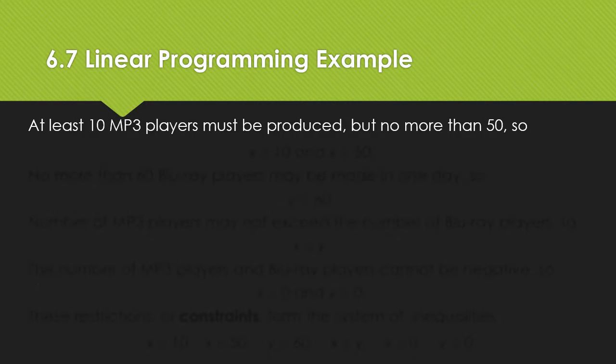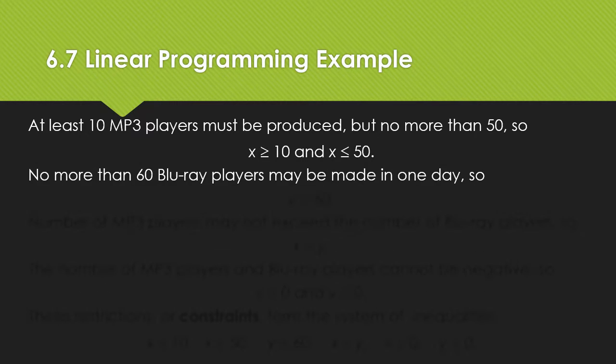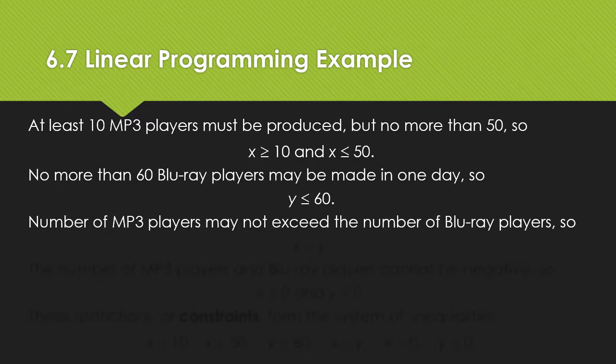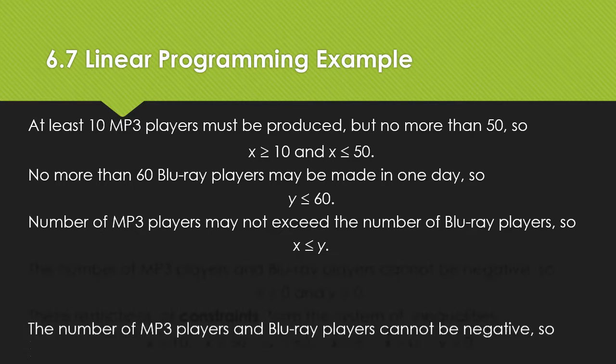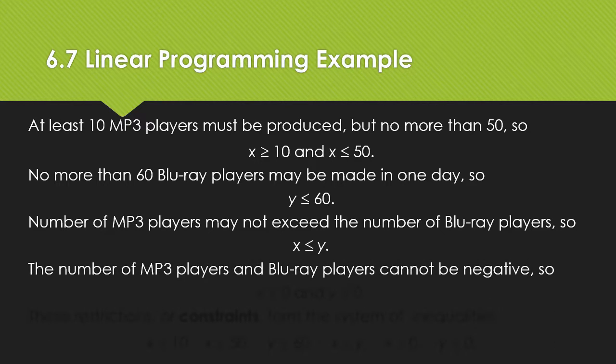That means X is greater than or equal to 10, and it's also less than or equal to 50. We also know that no more than 60 Blu-ray players can be made in one day, so Y is less than or equal to 60. We also know that the number of MP3 players produced cannot go above the number of Blu-ray players. So X has to be less than or equal to Y. Something else that we know is that the number of MP3 players and Blu-ray players cannot be negative. That's just a common sense thing. You can't produce a negative number of items. So X and Y both have to be greater than or equal to 0.